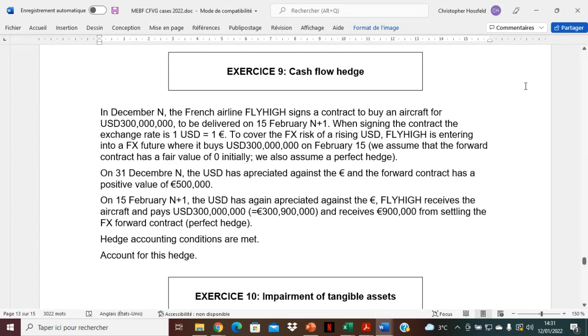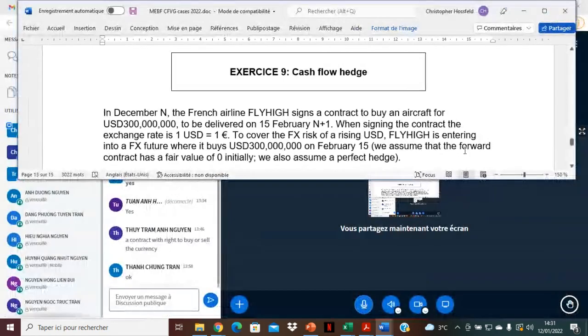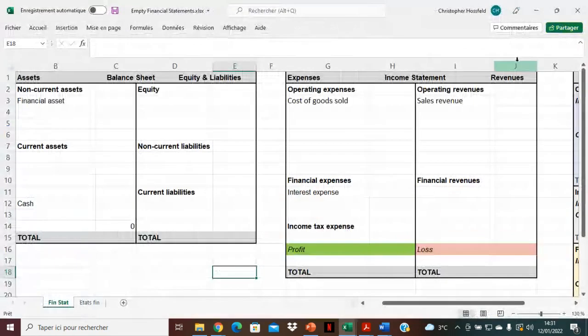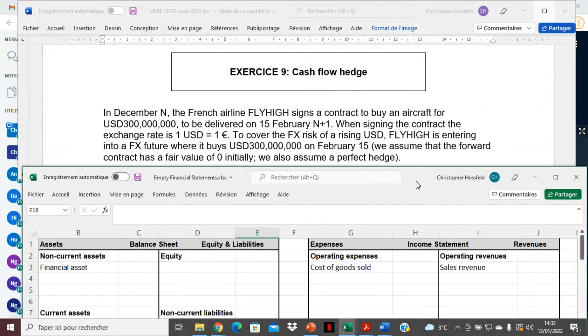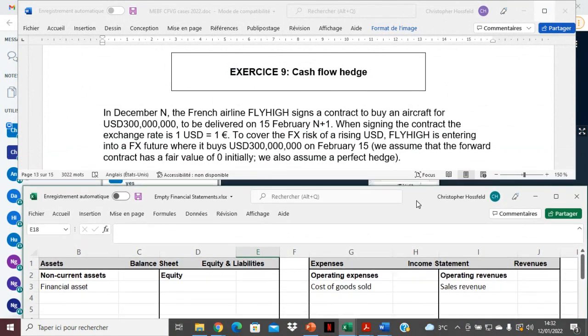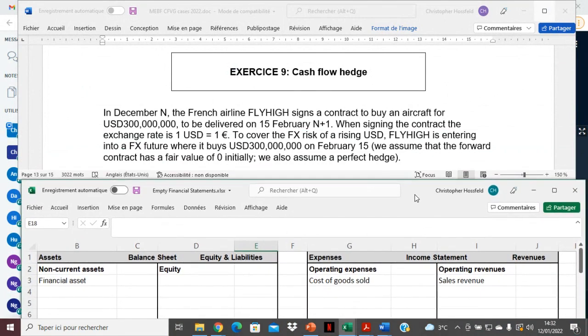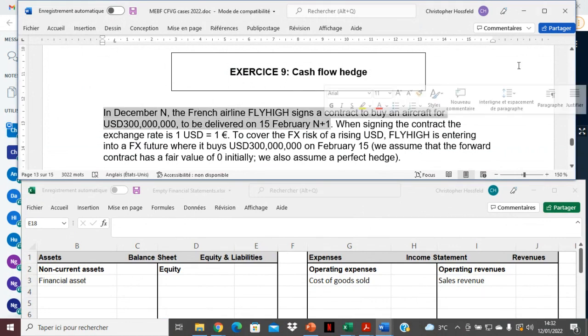Okay, so let's do this. Maybe we can do it in this way. I share all of this. Here we go. Okay, so in year N, we sign a contract to buy an aircraft for 300,000 to be delivered in February next year. What is my accounting entry for this order? Because the best way of doing this is in chronological order. So when you sign a contract to buy an aircraft, what are your accounting entries, please?